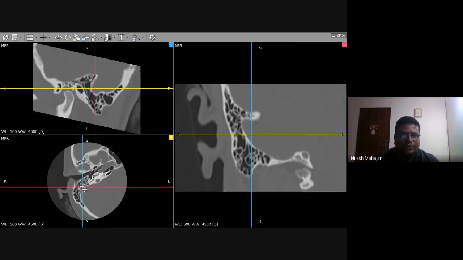Suppose I am looking at the sigmoid sinus, you can see in the coronal cut how the sigmoid sinus looks. Here also you can see. So this is also very important, multiplanar reconstruction.